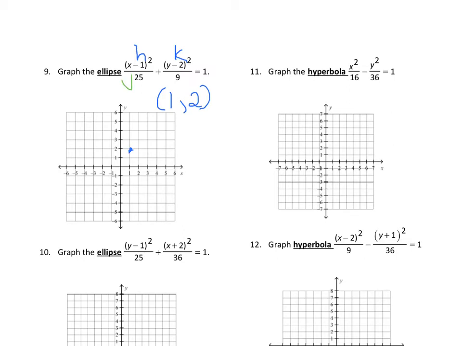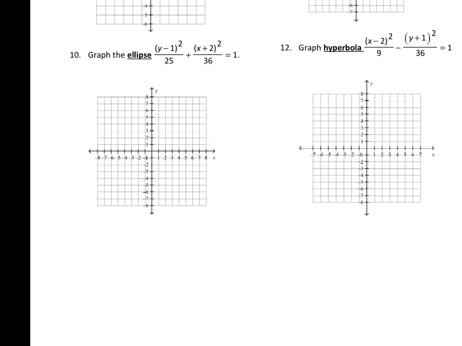Now we just need to square root, and it's going to be plus or minus 5 and plus or minus 3, and we have to know which axis to count those on. The 5s are underneath the x, so those are going to go on the x-axis. So from the center, always start at the center, count over 5, 1, 2, 3, 4, 5, and left 5, 1, 2, 3, 4, 5, and then up 3 and down 3 from the center. So up 3, down 3, and then you connect those with the ellipse.